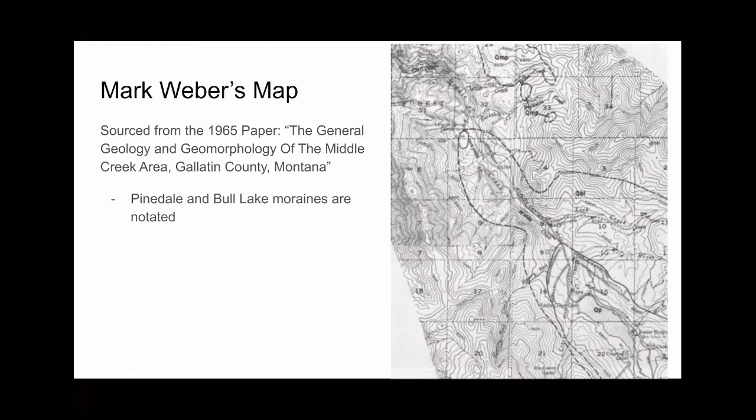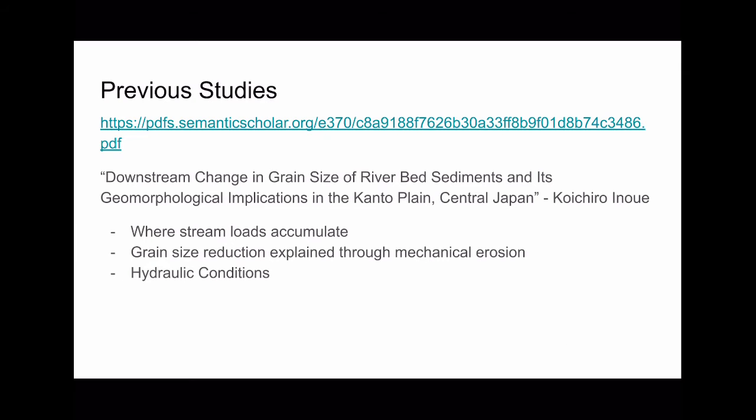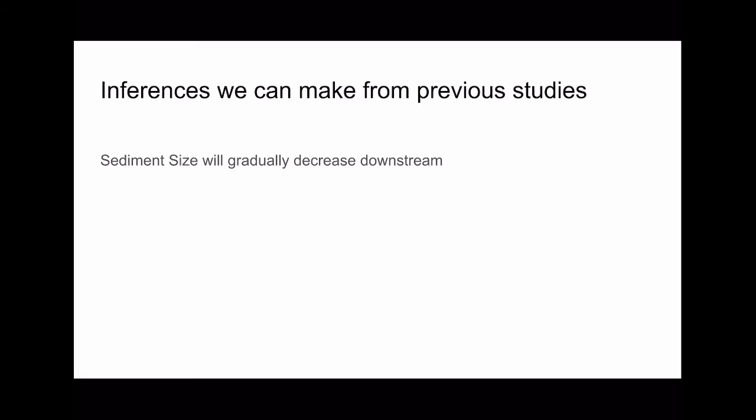So with his map, we were able to determine areas that we wanted to take measurements from that are near these moraines. To get an idea of what we were working with, we took a look at some previous studies, specifically one called The Downstream Change in Grain Size of Riverbed Sediments and its Geomorphological Implications in the Kanto Plains, Central Japan, published by Koichiro Inui. I'm sure I botched that. But this paper basically talks about where stream loads accumulate and how the grain size reduction is explained through mechanical erosion, through abrasion, and how the hydrological conditions can override this. Basically, what we inferred is that sediment size will gradually decrease downstream. And I'll pass it off to Evan here.